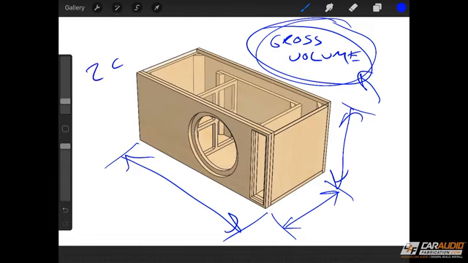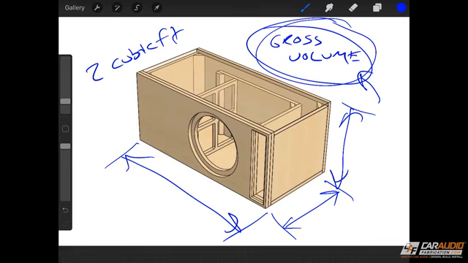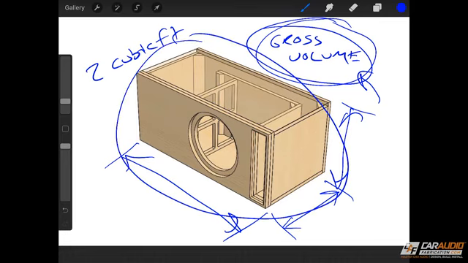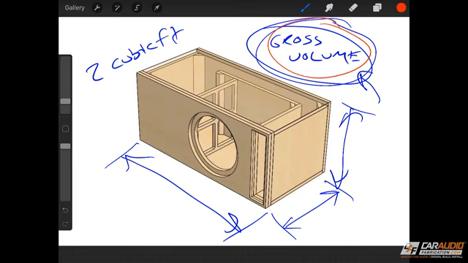Now what's important to note is this value really doesn't tell us much. In fact, I really don't like when people actually talk about gross volume. The problem is if you're telling me that a box is 2 cubic feet of gross volume, you're really only telling me the overall size of the box. Knowing the gross volume gives us no idea how large the port is inside, what it's tuned to, what its cross-sectional area is, how much bracing is in the enclosure, if there's any 45s. It really tells us very little about the box.